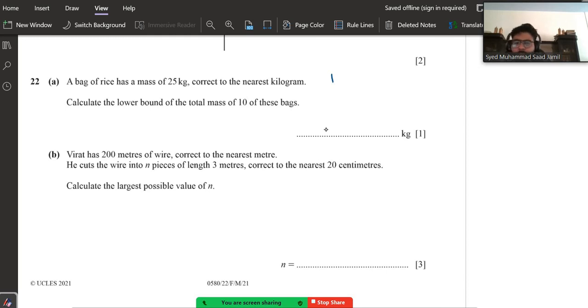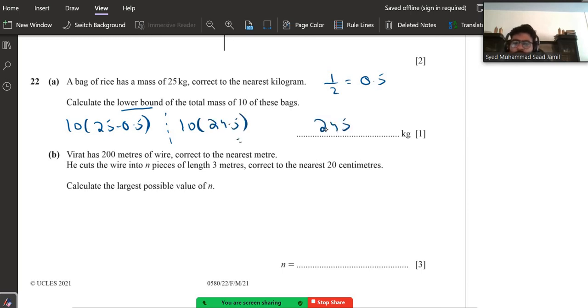So simply 1 divided by 2. Whenever you have a lower bound or upper bound, you divide by 2, so that is 0.5. Since we want to calculate the lower bound, what we will do is 10 multiplied by 25 minus 0.5. So it turns out to be 10 multiplied by 24.5, which is 245.